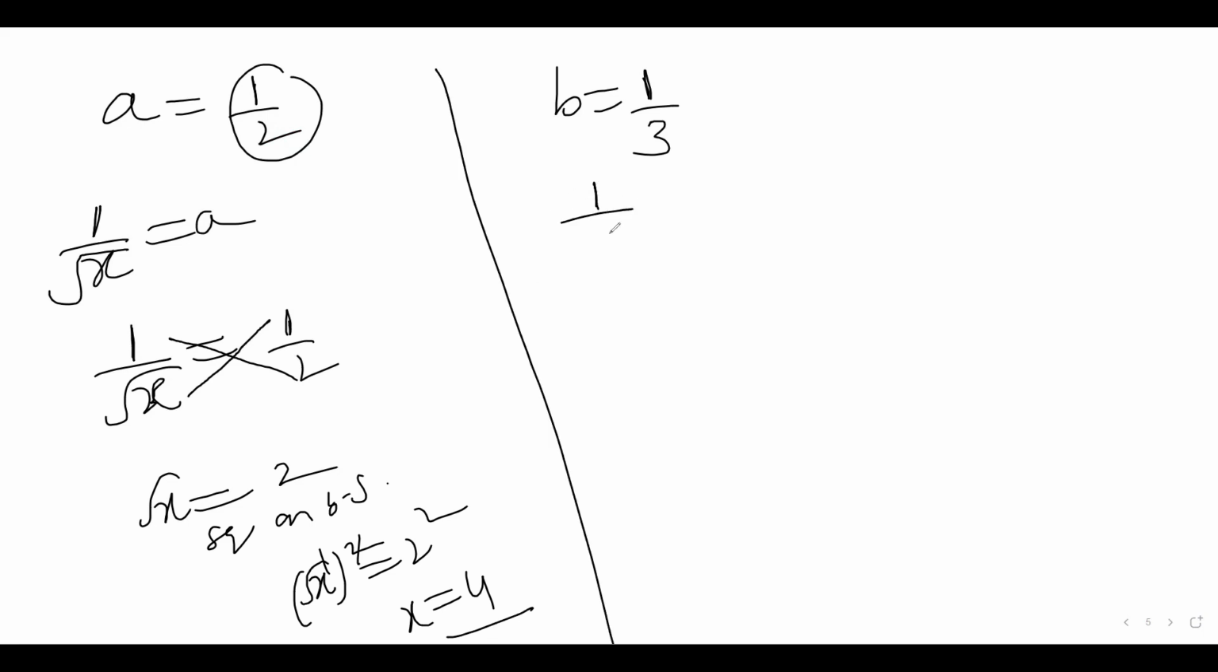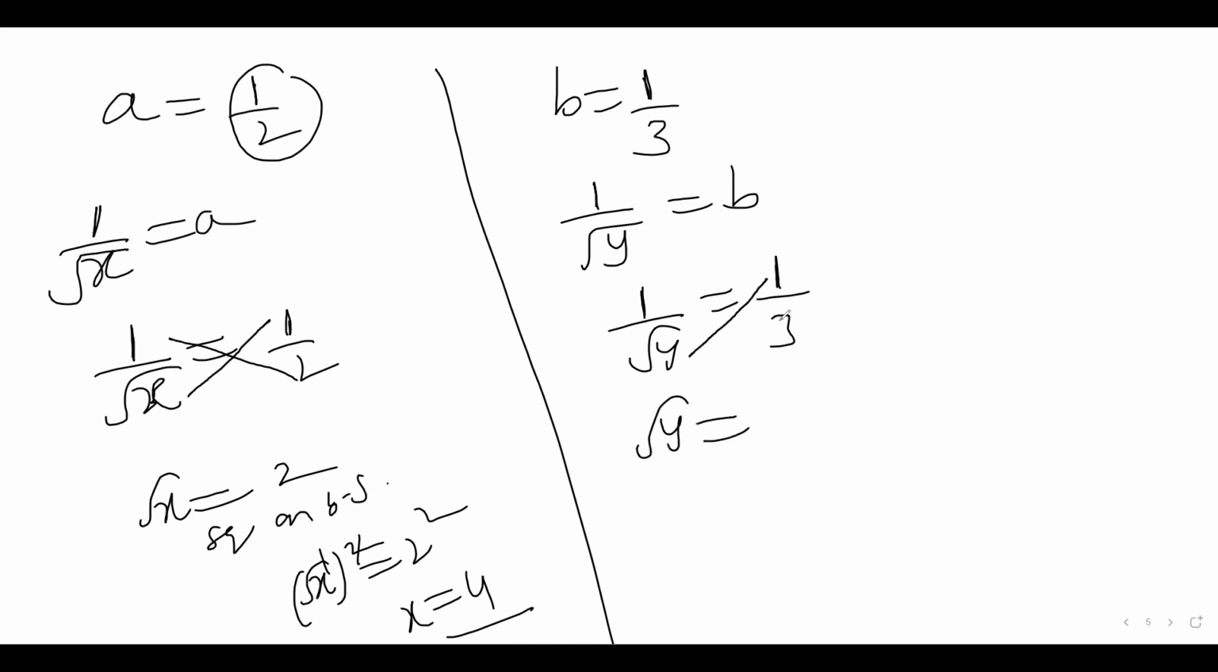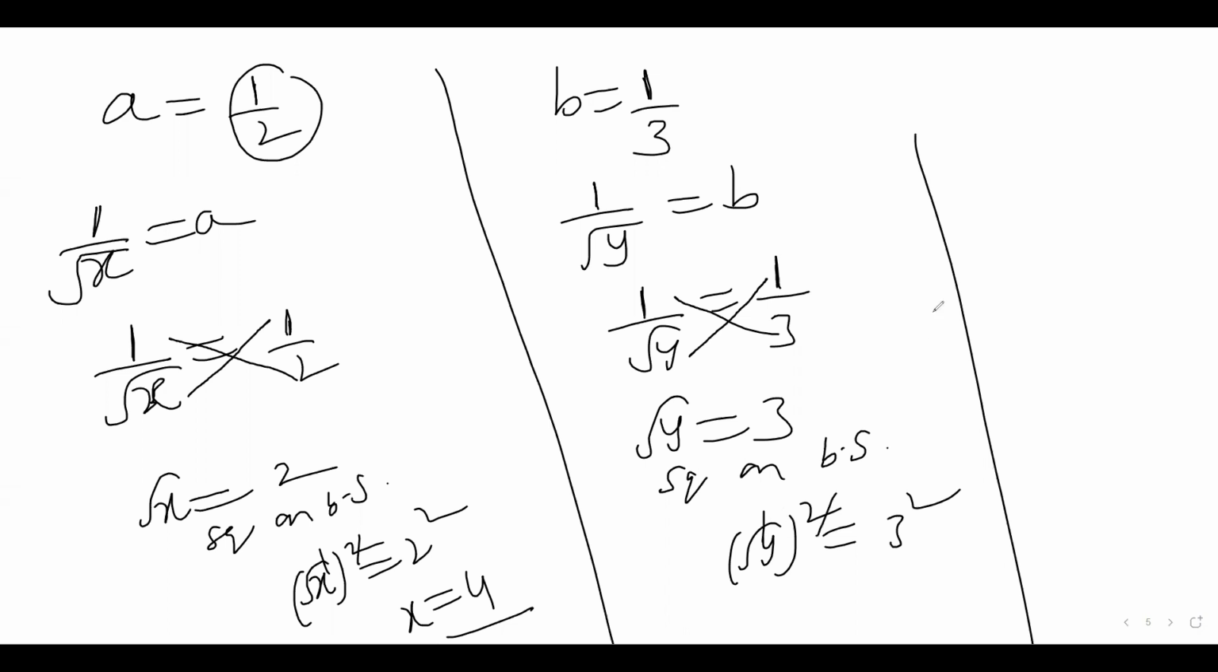So I have taken 1 by root y as b. I got the b value as 1 by 3. Cross multiply, root y 1s are root y, 3 1s are 3. Squaring on both sides. I will get root y whole square is equal to 3 square. Square root cancel. Y is equal to 9. So my final answer is x is equal to 4, y is equal to 9.